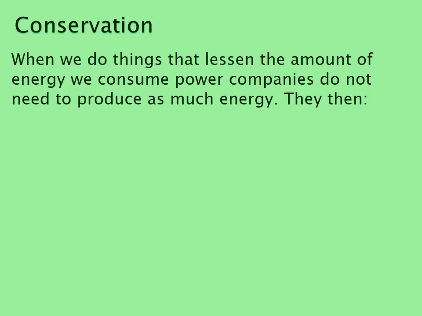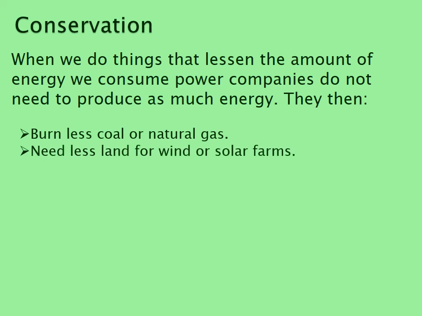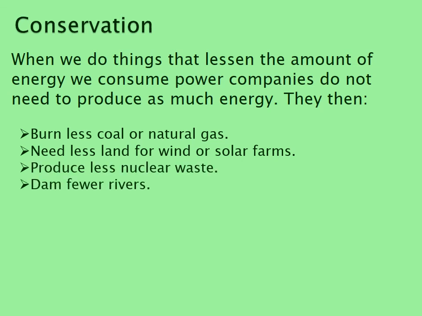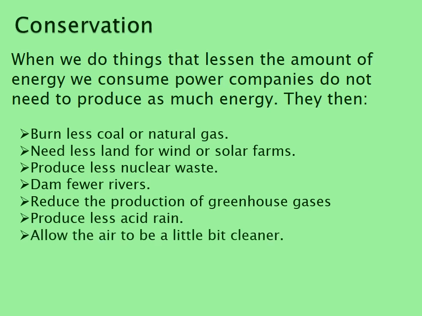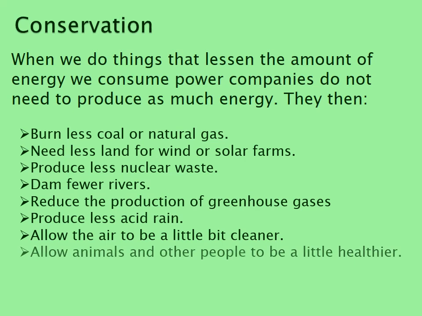When we do things that lessen the amount of energy we consume, power companies do not need to produce as much energy. They then burn less coal or natural gas. They need less land for wind or solar farms. They produce less nuclear waste. They have to dam fewer rivers. It reduces the production of greenhouse gases. We also produce less acid rain. We allow the air to be a little bit cleaner, and we allow animals and other people to be a little healthier.